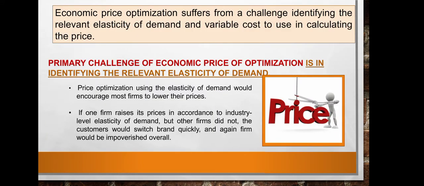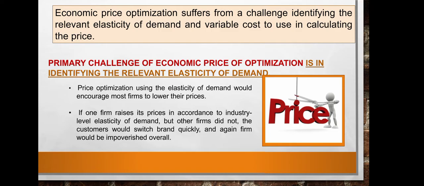So economic price optimization suffers from a challenge identifying the relevant elasticity of demand and variable cost to use in calculating the price. Meaning, economic price optimization may be helpful in identifying the right price, but it also suffers from some challenges. The first challenge is in identifying the relevant elasticity of demand.